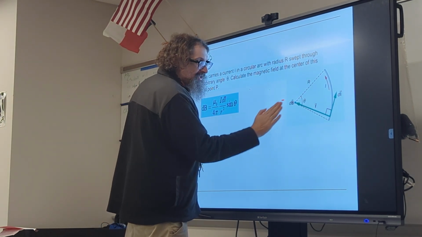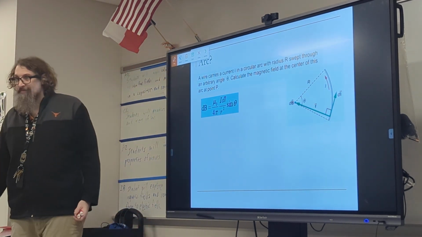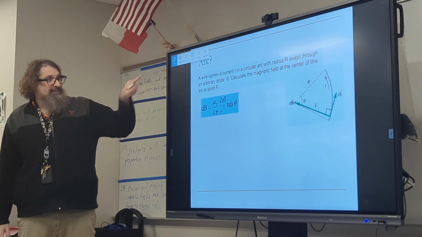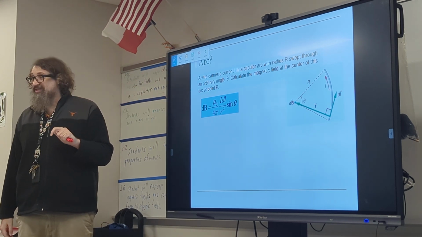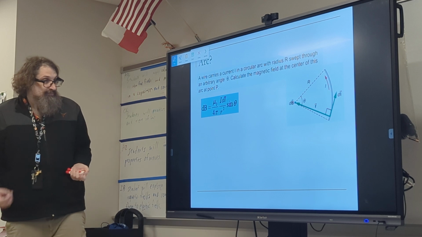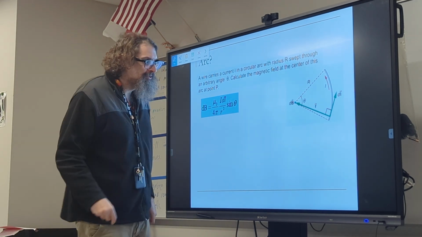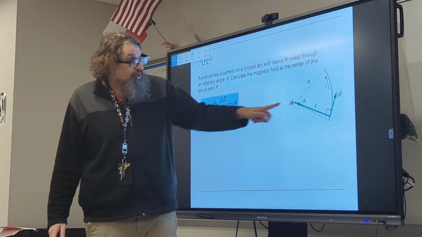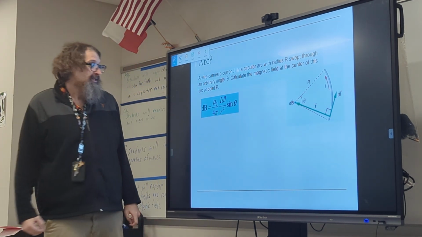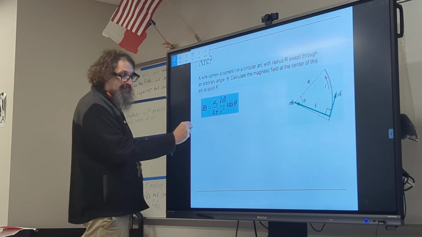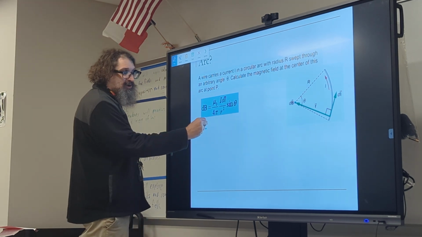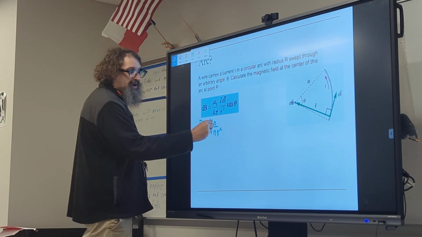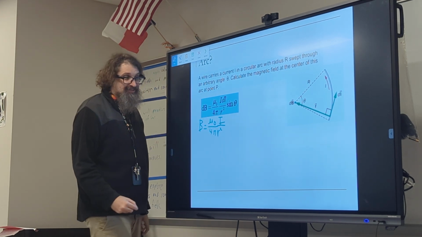Okay, so let's talk about this arc real quick. We've got to replace our dL with something. If you remember back when we did electricity, notice the radius is a constant, so we can pull it out of the integral. So B is going to equal mu 0 over 4 pi r squared. I is also a constant.